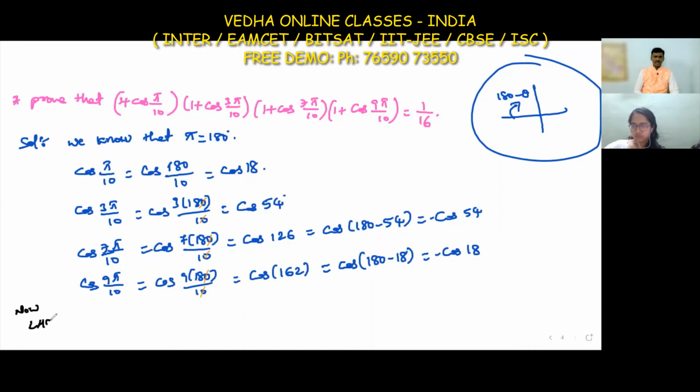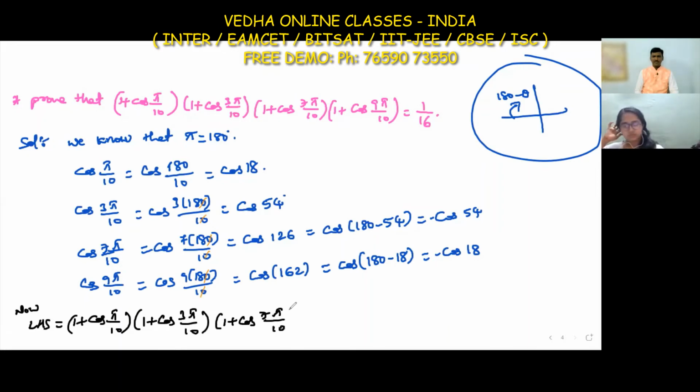1 plus cos pi by 10, into 1 plus cos 3 pi by 10, into 1 plus cos 7 pi by 10, into 1 plus cos 9 pi by 10. Okay, 1 plus cos pi by 10, that is 18 degrees.